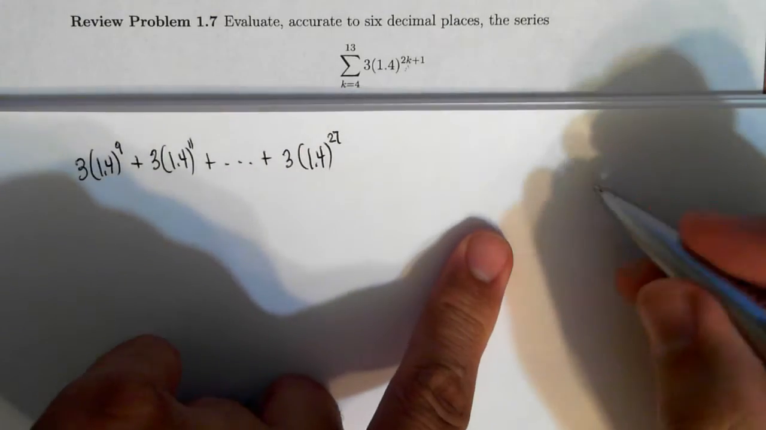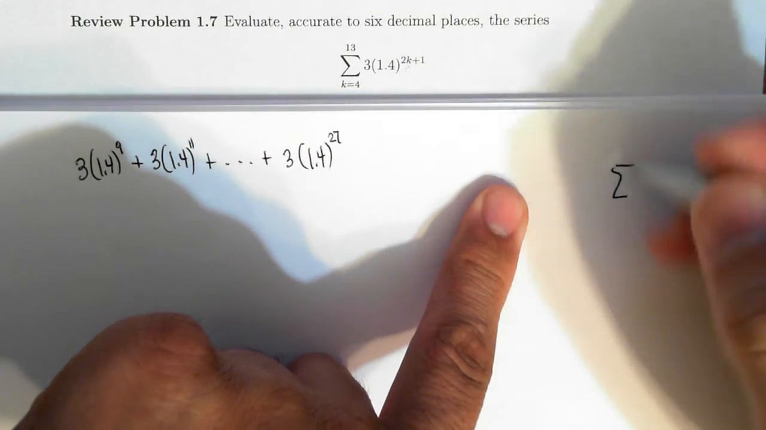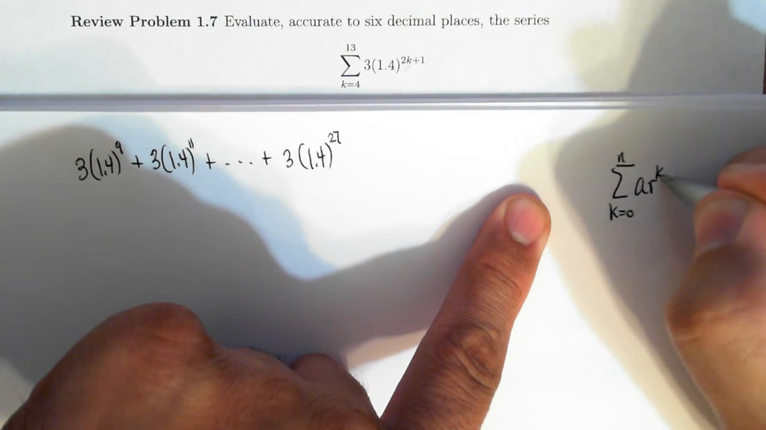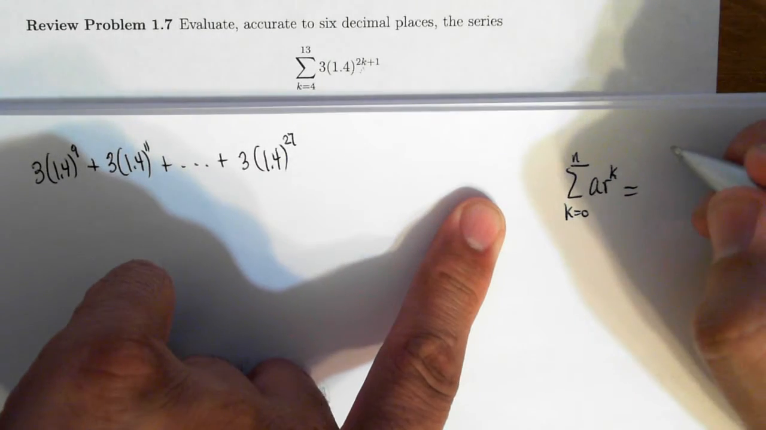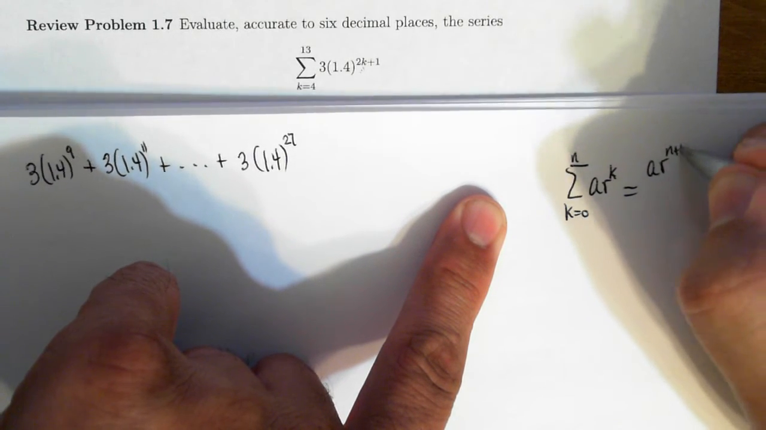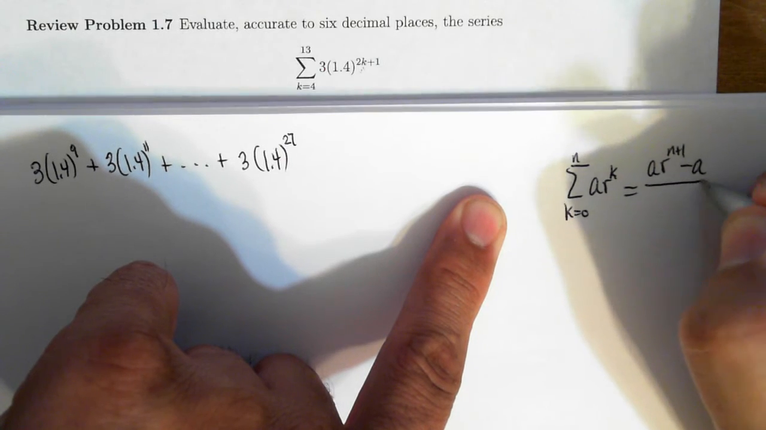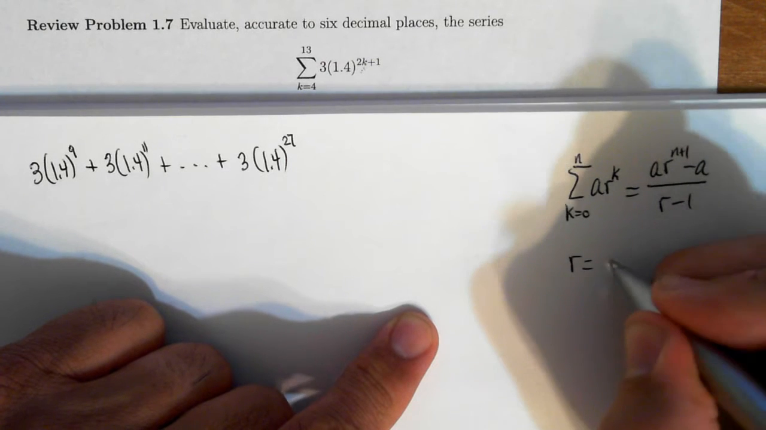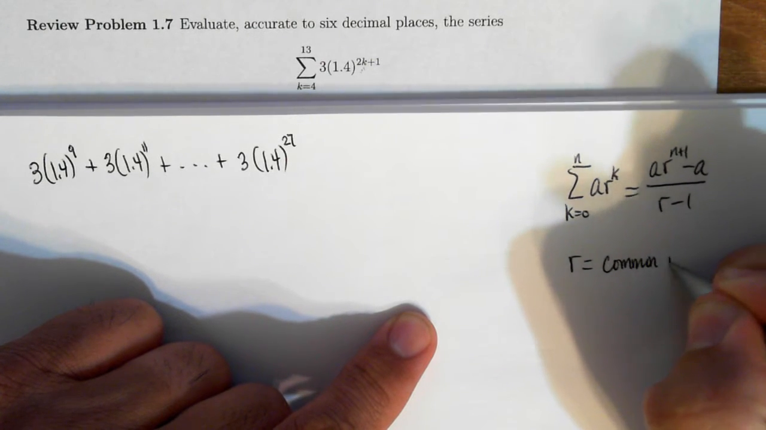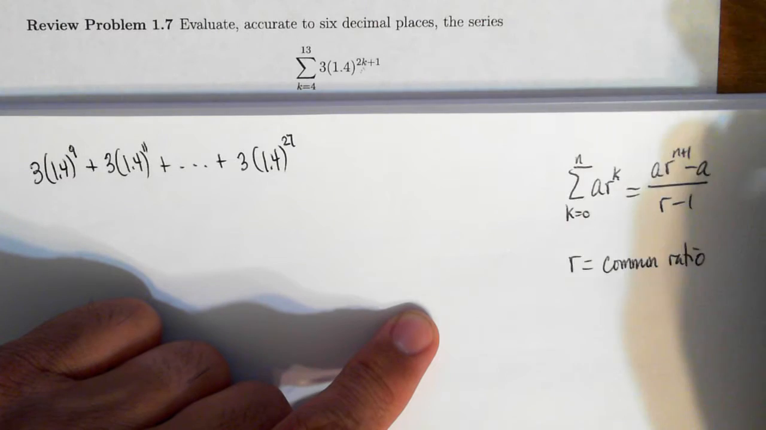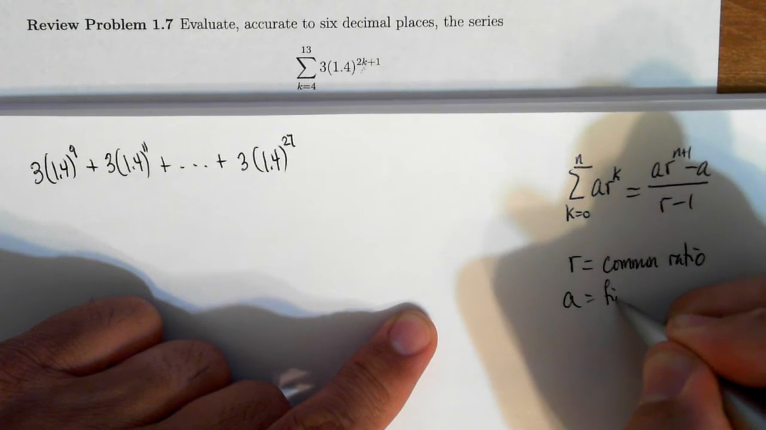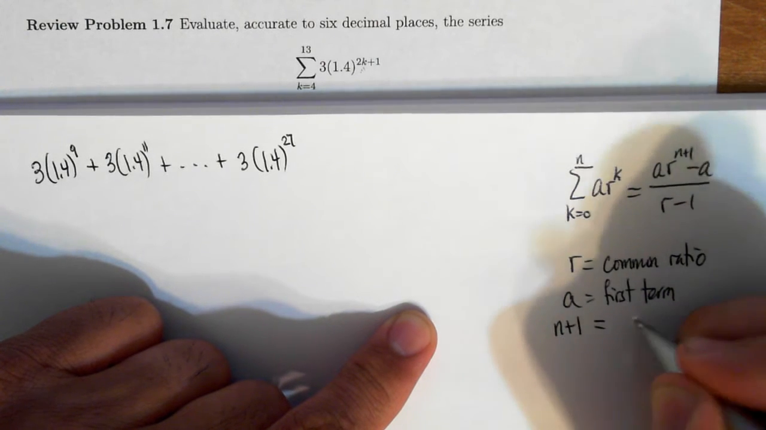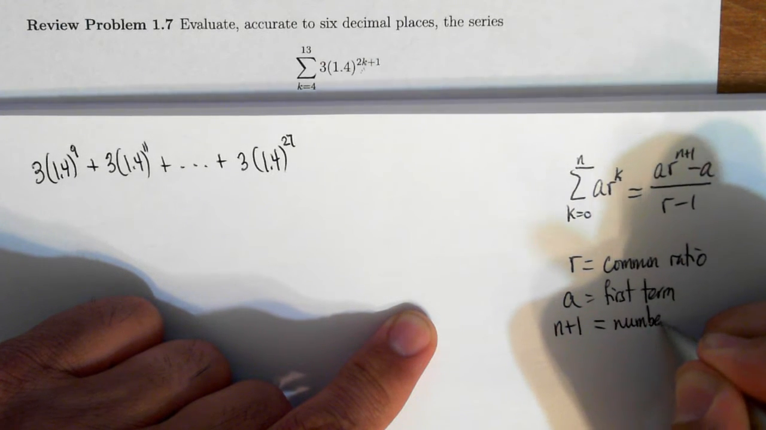Now, how do I do this? Well, the formula that I gave in class goes like this. Summation k equals 0 to n of a r to the k is equal to a times r to the n plus 1 minus a, divided by r minus 1. And in this expression, r is the common ratio, a is the first term. And an important note here is that n plus 1 is the number of terms.